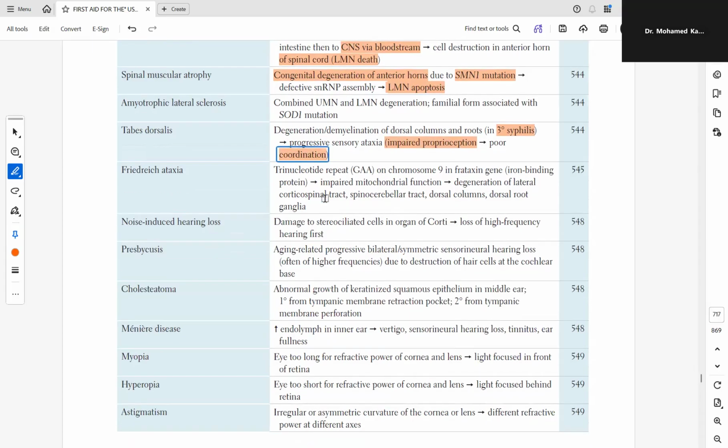Friedreich ataxia is a trinucleotide repeat disorder. It is one of the hereditary diseases. GAA, this is a repeat which will be increased on chromosome number 9 in the frataxin gene, an iron-binding protein, leading to impaired mitochondrial function, degeneration of lateral corticospinal tract, spinocerebellar tract, dorsal column, dorsal root ganglia.